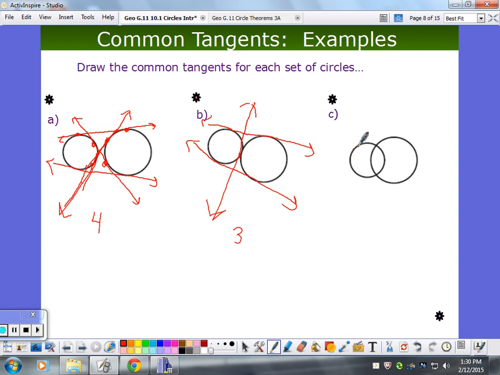Okay, and now they're kind of intersecting. Yeah, across the top, and then also across the bottom. I think you only get two. Oh, okay, there we go.